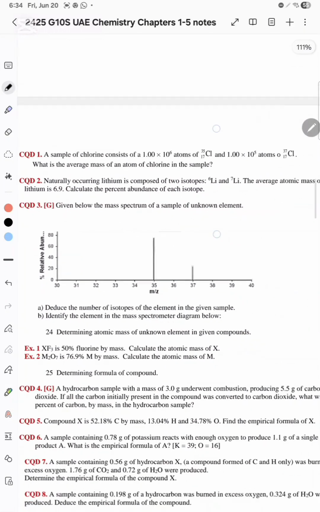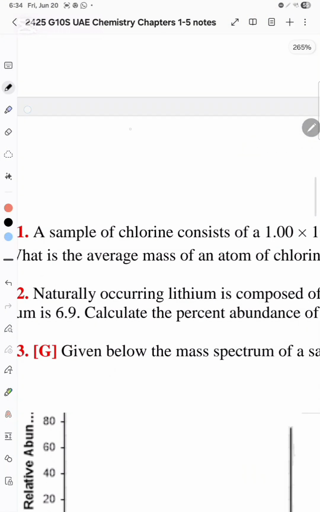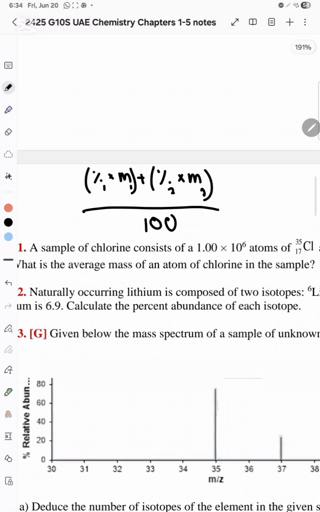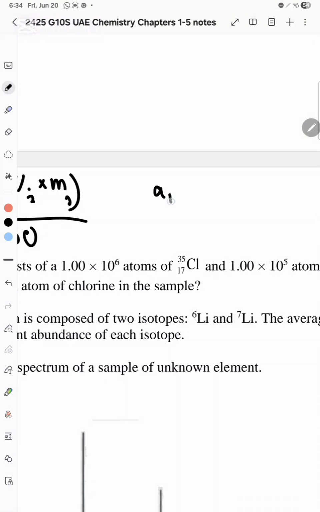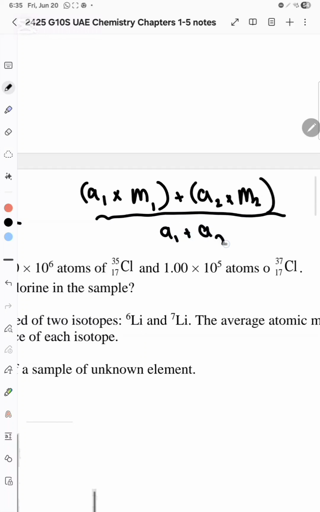Anyways, let's start. A sample of chlorine consists of 1 times 10 to the power of 6 atoms of 35 mass chlorine, and 1 times 10 to the power of 5 atoms of 37 gram mass chlorine. What's the average mass? Now we know average mass is percentage of the first times mass plus percentage of the second times mass, over 100. That's what we do when we have a percentage. Here we have number of atoms, which you could still use. So atoms 1 times mass 1 plus atoms 2 times mass 2 over A1 plus A2. That's how you solve these.